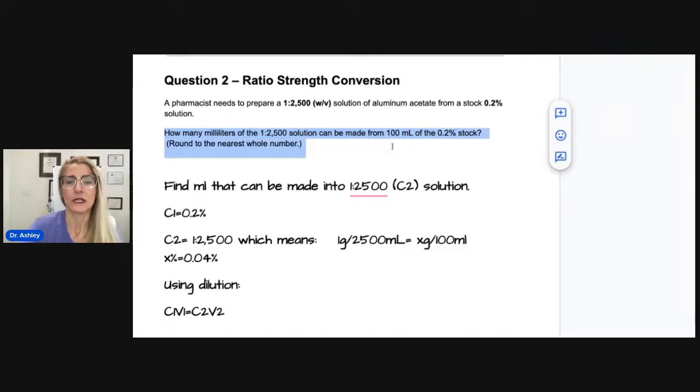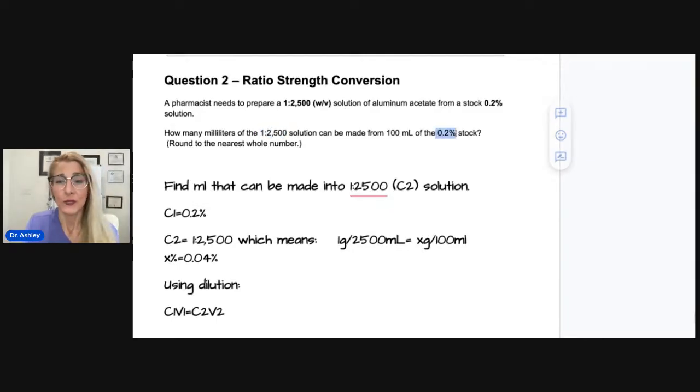How many milliliters of 1 to 2,500 solution can be made from 100 mLs of the 0.2% stock, round to the nearest whole number? So right away, in this case, I'm looking at it as a dilution. I see this ratio strength means it's a concentration. And we know percent strength is a concentration. So really, we have two concentrations.